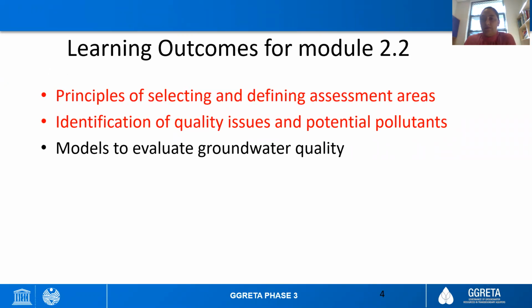Some of the learning outcomes for this section: we will be looking at selecting and defining assessment areas and identification of quality issues and potential pollutants. We may have touched to some extent on potential pollutants in some of the previous videos.